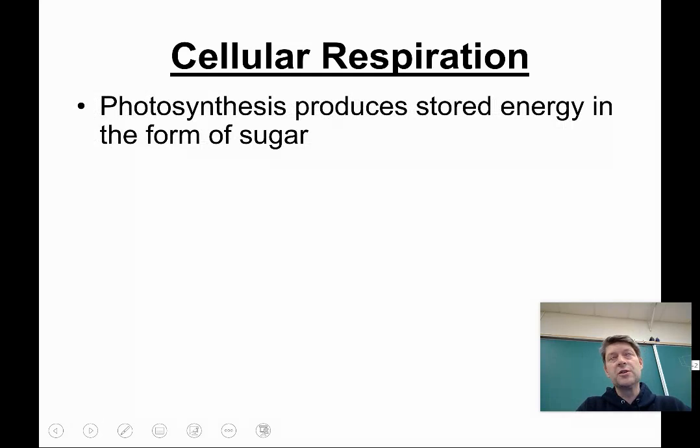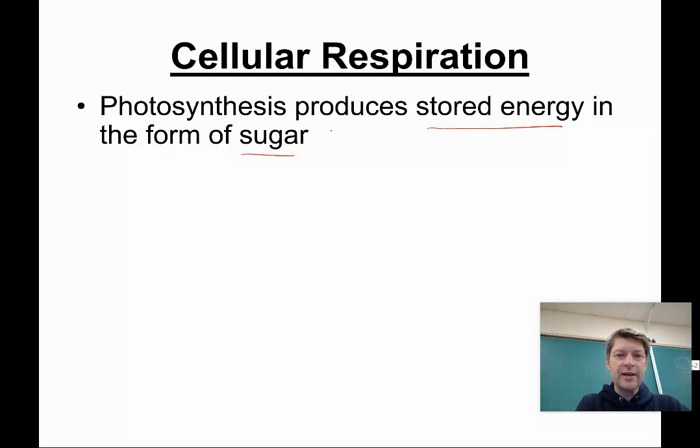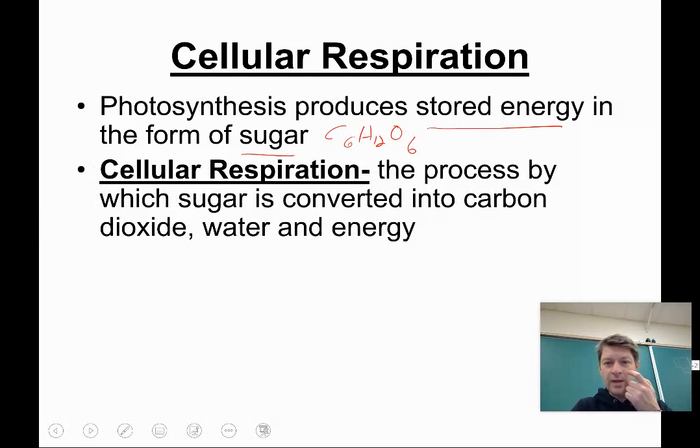Cellular respiration is often referred to as a complementary process to photosynthesis, because photosynthesis produces stored energy in the form of sugar. Again, that's the C6H12O6 that comes out of photosynthesis. Cellular respiration is the process by which sugar is then converted into carbon dioxide, water, and energy.